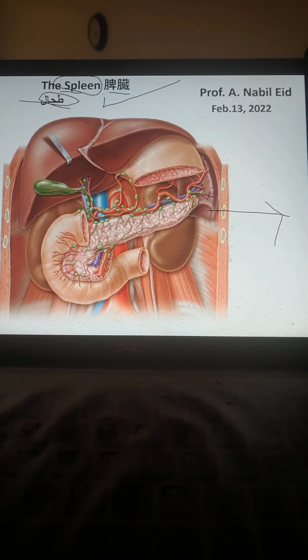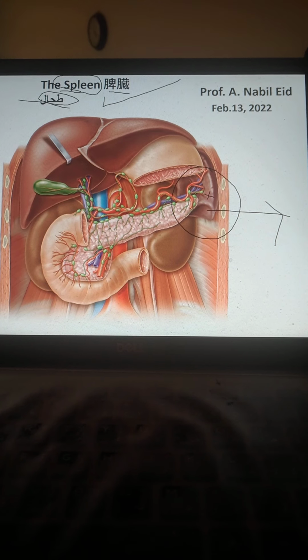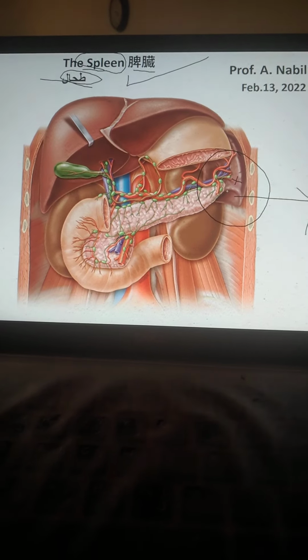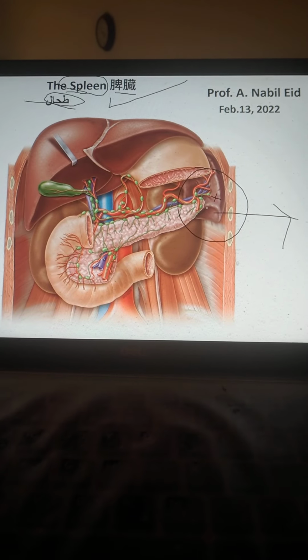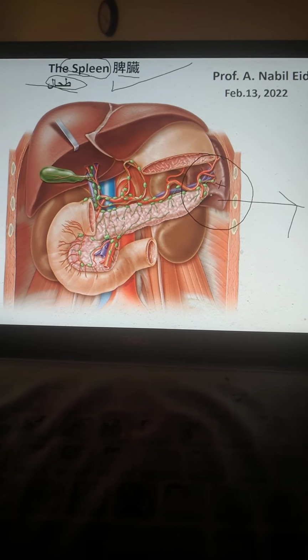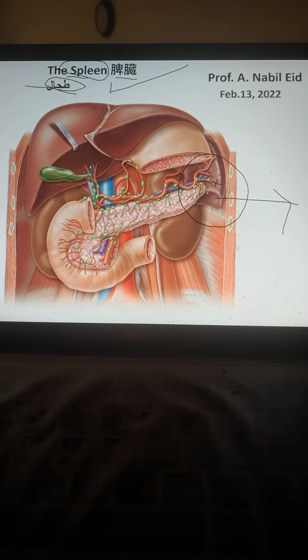It is located in the upper left hypochondrial region here, in the abdominal cavity. It's an intraperitoneal organ. Its main function in adults is related to the destruction of all the RBCs. I mean, it acts as a filter of blood, and also it has an important immunological function where it produces antibodies against viruses and bacteria.